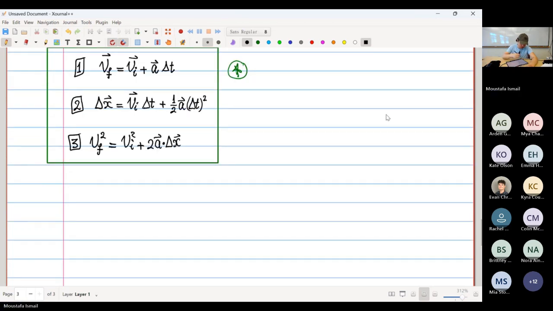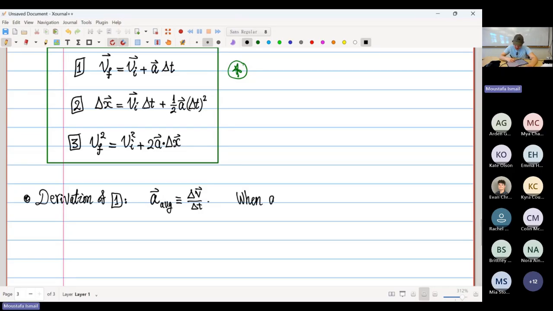Okay. So, derivation of equation 1. This is the easiest one to derive because it really comes from the definition of acceleration. The average acceleration is defined as delta v by delta t. And when a is constant, the average acceleration is the same thing as the acceleration itself.